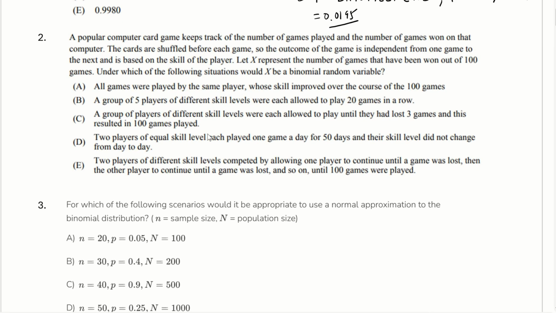All right, so number 2. A popular computer card game keeps track of the number of games played and the number of games won on that computer. The cards are shuffled before each game, so the outcome of the game is independent from one game to the next and is based on the skill of the player. Let x represent the number of games that have been won out of 100 games. Under which of the following situations would x be a binomial random variable?